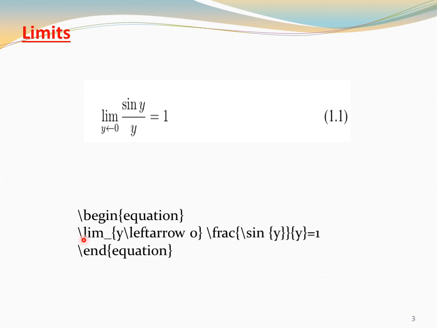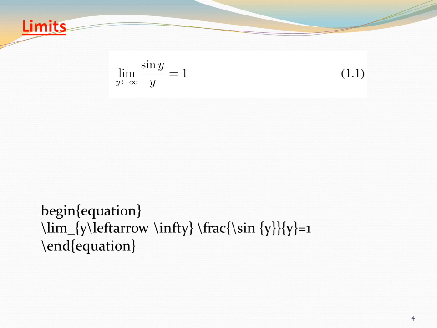So now the equation starts with \lim_y \leftarrow and the arrow value is 0. Then the fraction \sin y, and the denominator value is y, is equal to 1. After executing this equation, we will get the equation in LaTeX like this way.